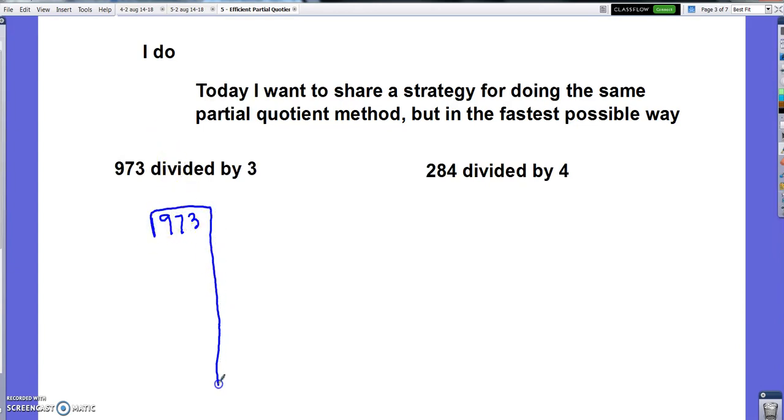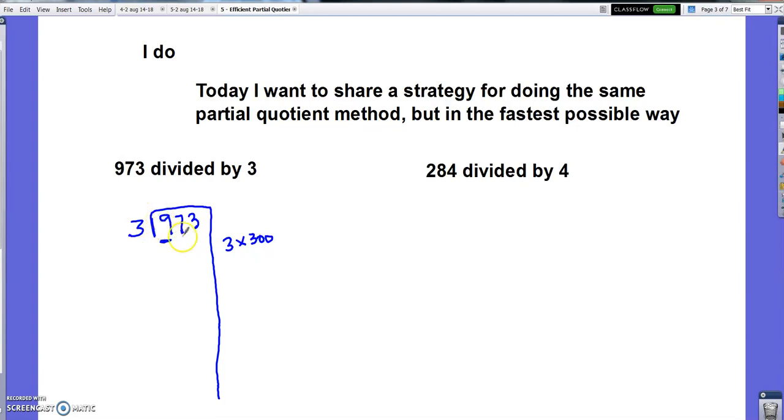So here's the same one we just did, and I want to do this in the fastest possible method. So what I'm going to do, I'm going to start with my 3, and I'm only going to look at my hundreds, and I'm going to make the closest to 900 I can with 3s. Now with 3s I can make exactly 900. I can do 3 times 300 and get 900. I'm not worrying about the 73 right now. I'm just looking at the 900.